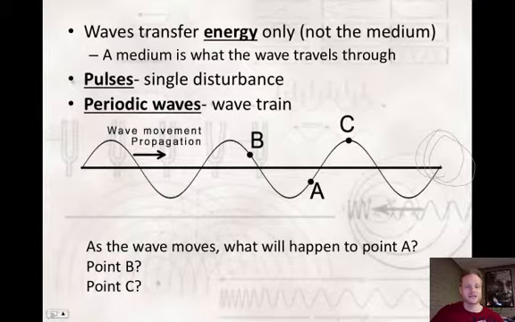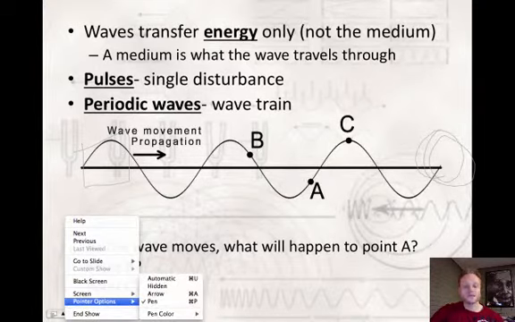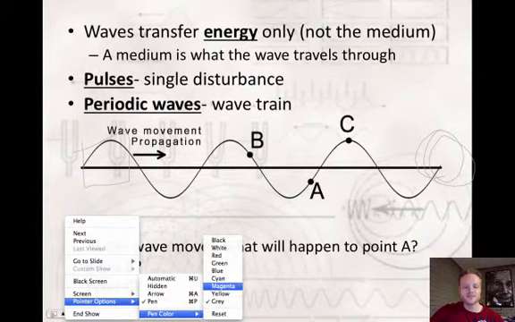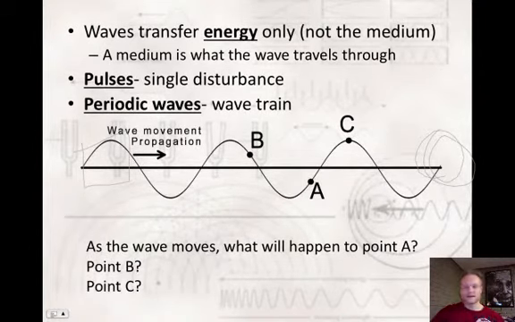Okay, and as I said in the previous slide, pulses are single disturbances, so we could consider this as one pulse here. And then a wave train is multiple pulses together. Okay. Questions that I could ask you would be something like, as the wave moves, what happens to point A? Something to keep in mind is that this wave is moving from left to right. Okay, so the velocity would be going from left to right. So here's point A. What ends up happening to point A as this wave train moves along? What direction does it move?